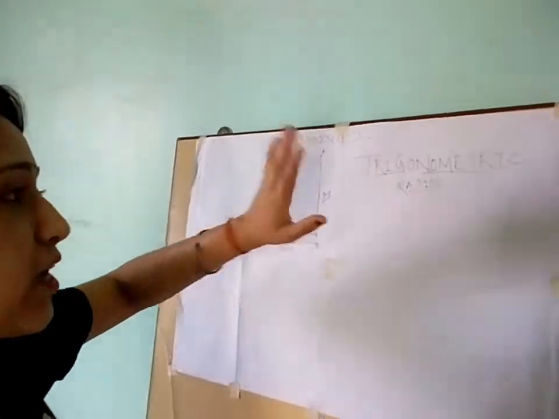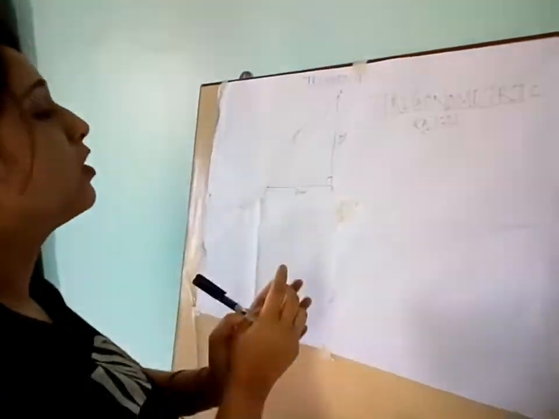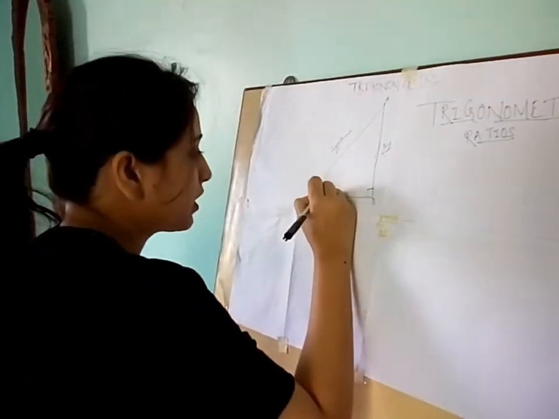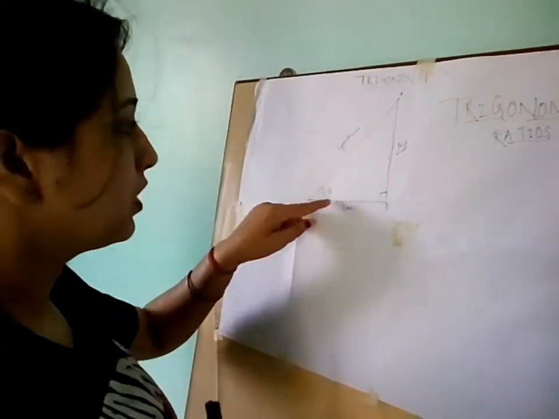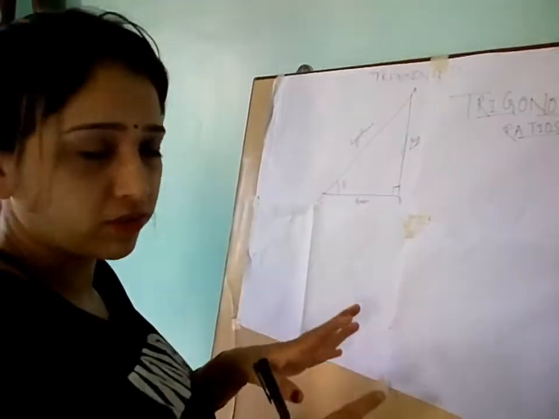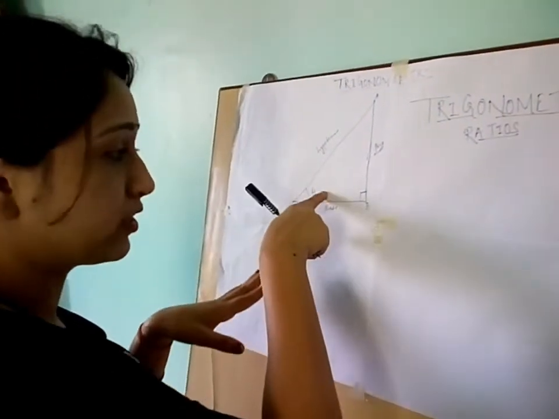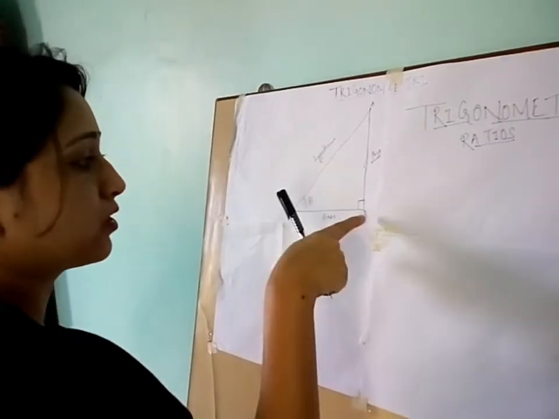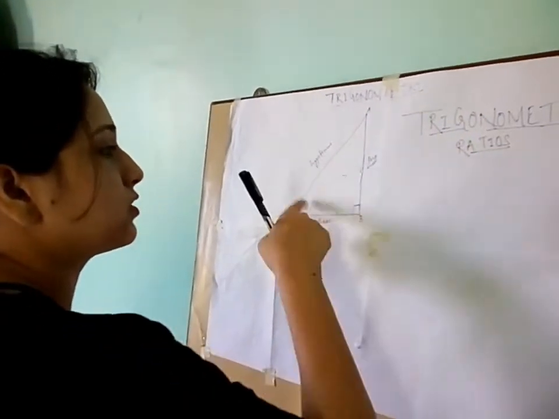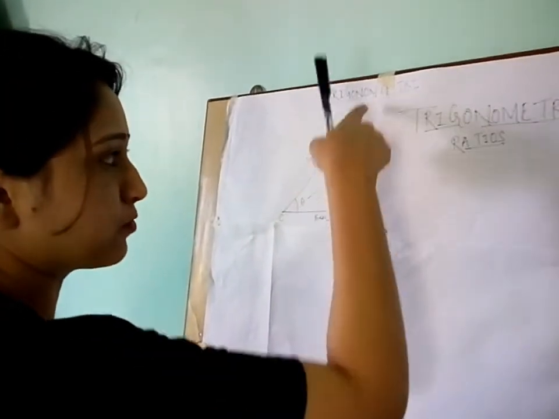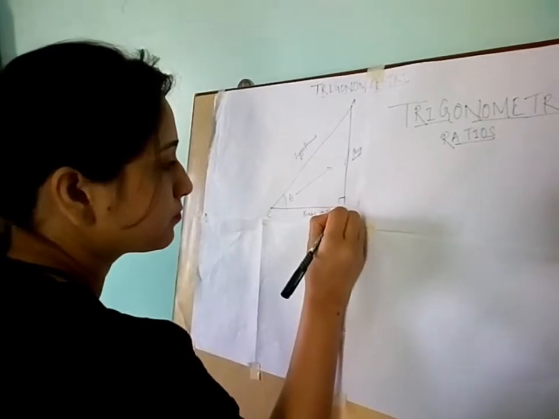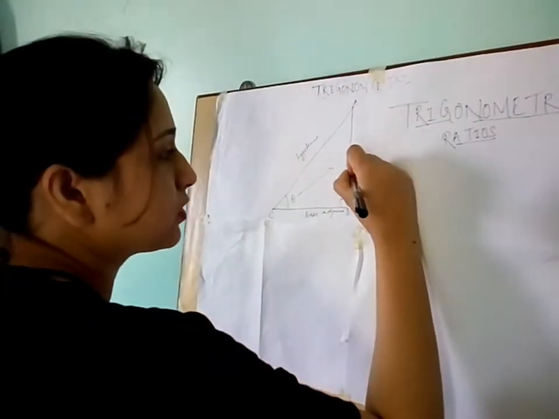For trigonometric ratio, we should take an acute angle as theta. This is acute angle theta. So if I have taken theta at the base BC, then this is our opposite side of theta, and this is the adjacent side of theta angle. This is opposite.